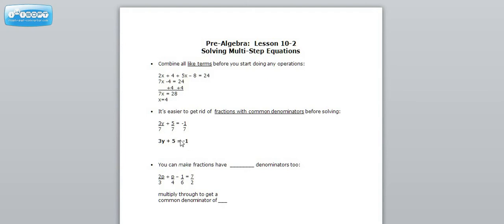Now again, we're back to a problem just like we worked yesterday. Subtract 5 from both sides. Remember to watch those signs. Then divide both sides by 3, and I'm left with y equals negative 2.